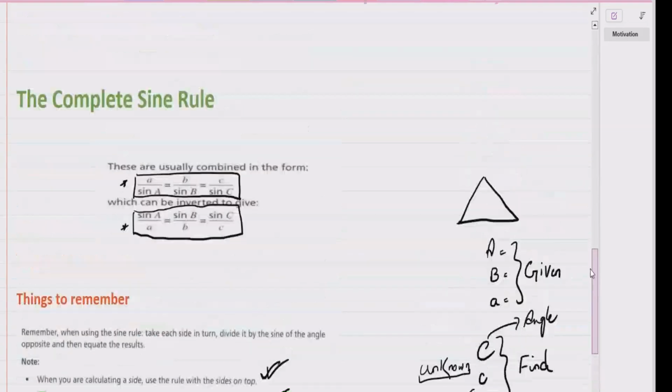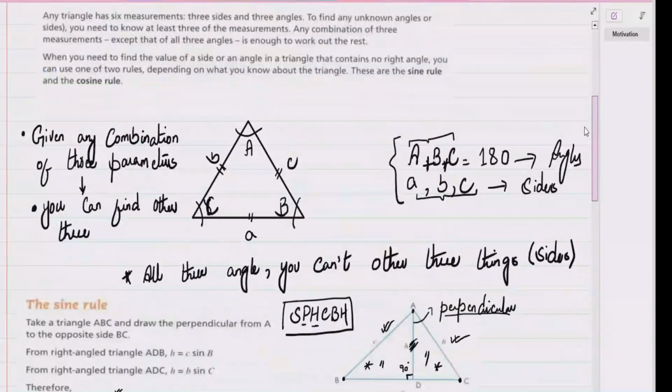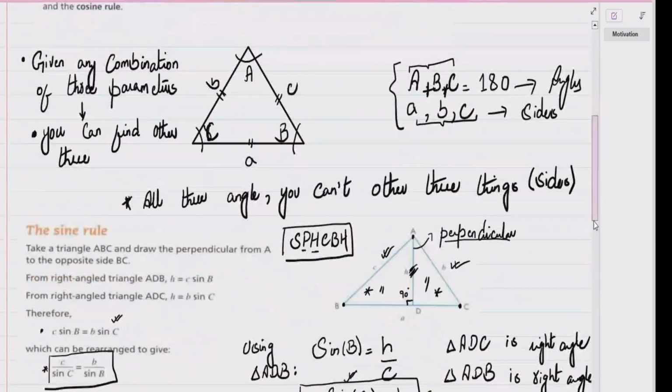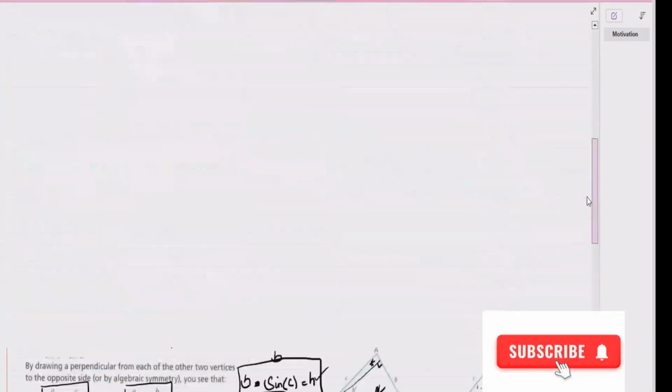So this is the complete theory of why we have the sine rule in mathematics, how we can derive it from the triangle, and how we can use it in questions.